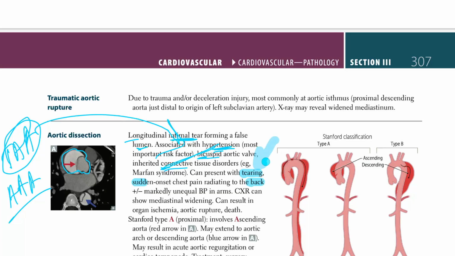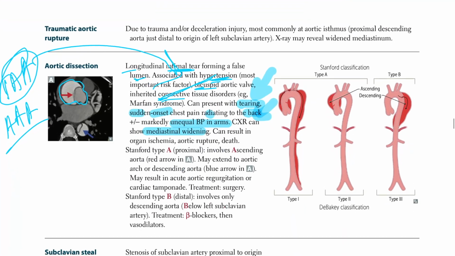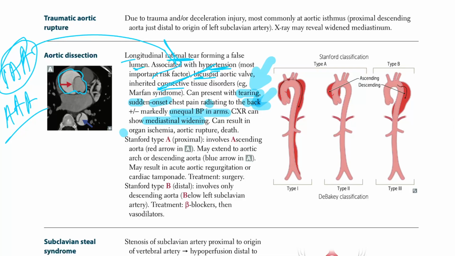The patient will present with tearing pain that started right away and goes to the back, plus unequal BP in the arms. Chest x-ray can again show widened mediastinum, which again means the same thing: the aorta has been distended. There's a dilation of the aorta. It can result in organ ischemia, aortic rupture, or even death.